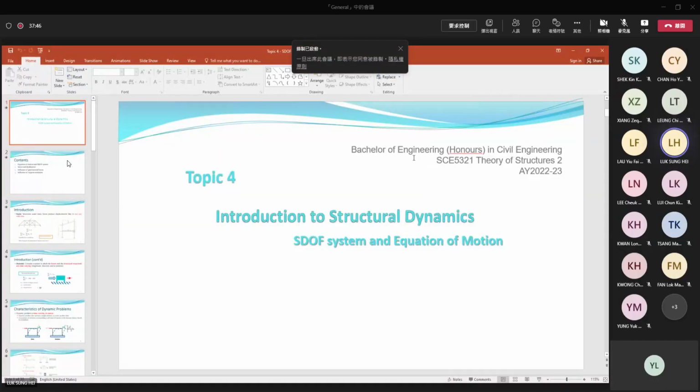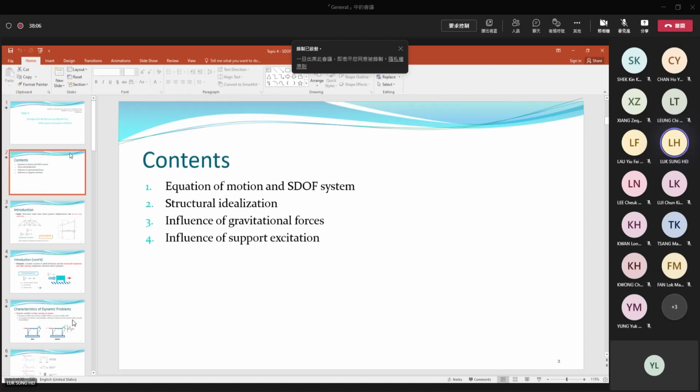Okay, this is topic 4, the first part of structural dynamics. In topic 4, we are going to introduce what a structural dynamic system is. We would like to know how to formulate the problems, that means derive the so-called equations of motion. And then we would like to consider some additional effects like gravitational force and support movement. I think last time we stopped around here, section 2. But I would like to go through the materials again because this is a new chapter. I think it's good to have some recap.